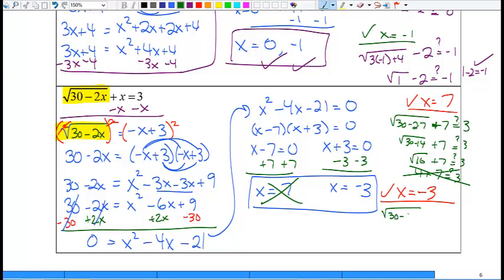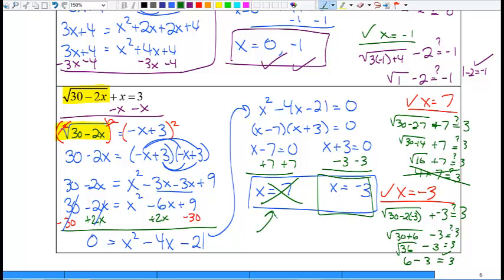Square root of 30 minus 2 times negative 3 plus a negative 3 is supposedly equal to 3. So we have the square root of 30 plus 6, which is 36. The square root of 36 is 6, and 6 minus 3, is that equal to 3? Yes, it is. So this is not no solution. You do have a solution. The x is equal to negative 3, but I want to see your work. I want to see that you know that 7 is not valid, but that you got it as an answer and you excluded it as an extraneous. And that concludes this lesson.